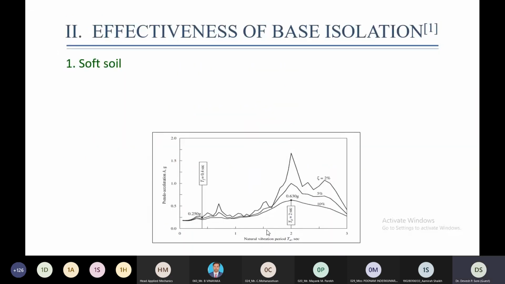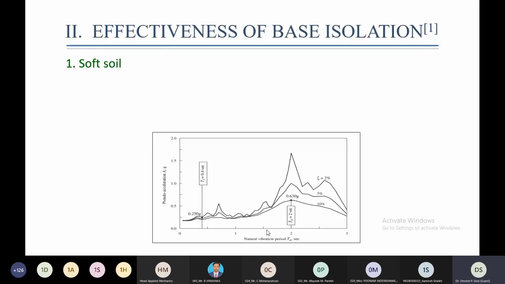Now, with this, we have completed the first part. The first part was regarding the concept and under which condition the base isolation is effective. Now we will move to the second part, that is the effectiveness of the base isolation system. We have seen that the base isolation system is effective, but for certain cases it is not effective. Rather, in certain cases, it amplifies the response, which we will see here.